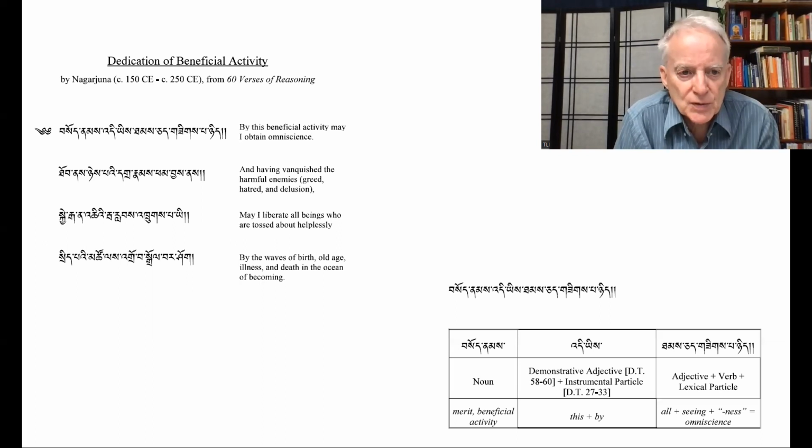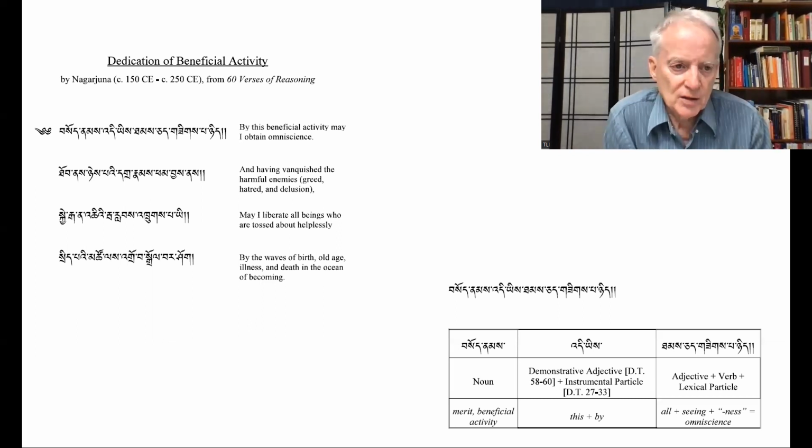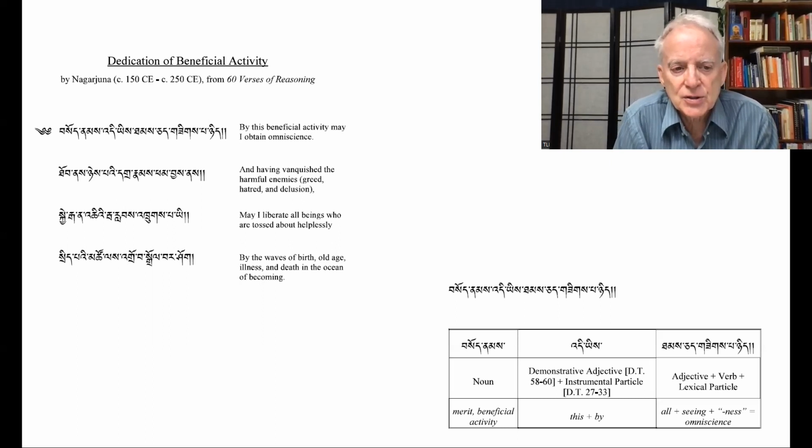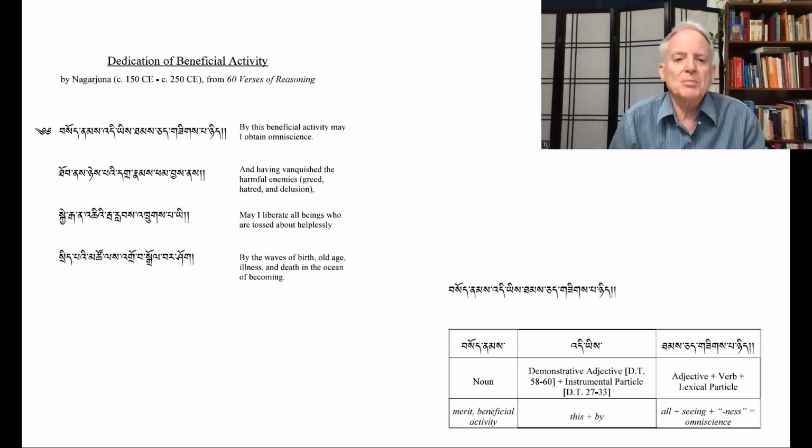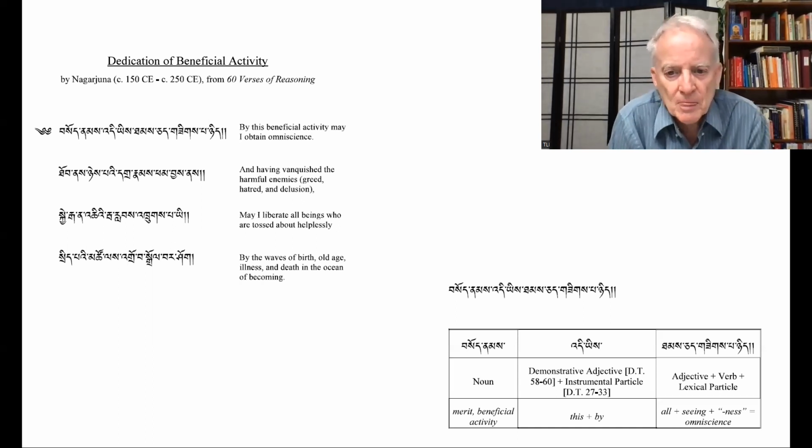As we see on our screen here, underneath the title, Dedication of Beneficial Activity, we have the Tibetan on the left side, and then the English line-by-line translation on the right side. The line-by-line translation is just meant to be a guide to Tibetan. No translation is definitive, but it's designed here to help you read the Tibetan. And then further, on the right side of the screen, we have the first line of Tibetan, and then that line parsed in what we call a parsing box.